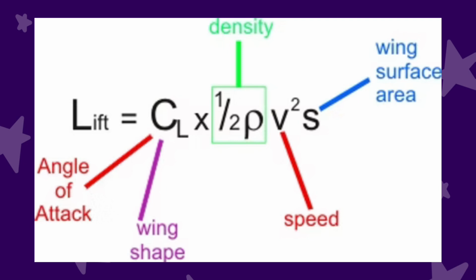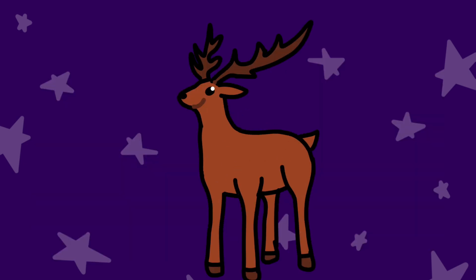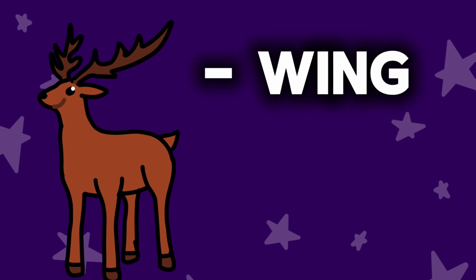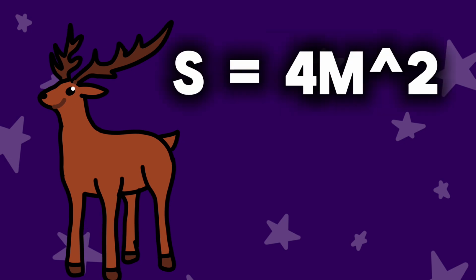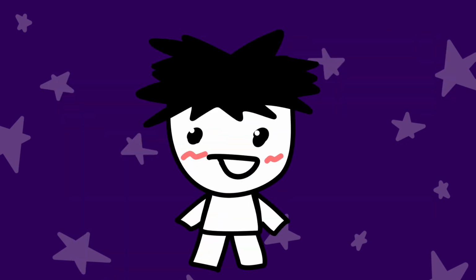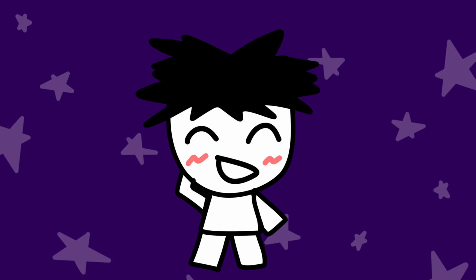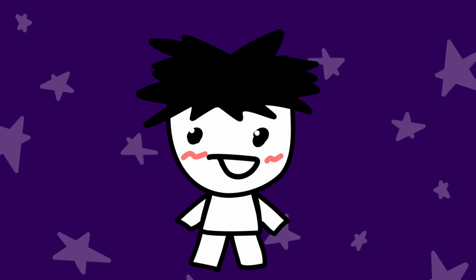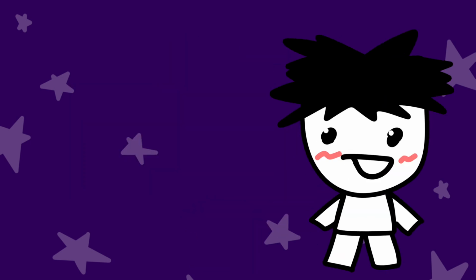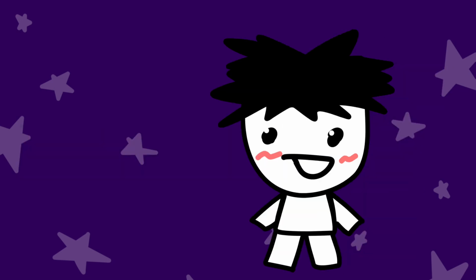But this is how lift is actually calculated, where rho equals air density, v equals airspeed, S equals effective area of wing, and CL is a lift coefficient. Since we considered the entire reindeer as a wing, S will be 4 meters squared. The lift coefficient for birds is around 1.5, so we'll use that too. Now, if we add this to the equation, we get that the minimum airspeed of the reindeer needs to be 20 meters per second. That's pretty fast.